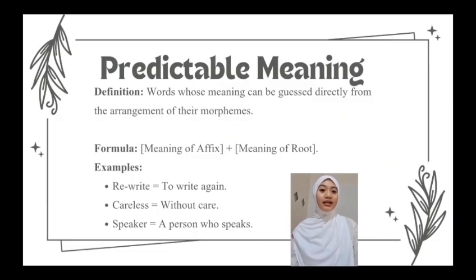First, rewrite. Re- means again, so rewrite simply means to write again. Second, carless. Car is the root and -less means without, so it means without a car. Third, speaker. This is a person who performs the action, so it means a person who speaks. So if a word follows a regular pattern like these examples, it has a predictable meaning.